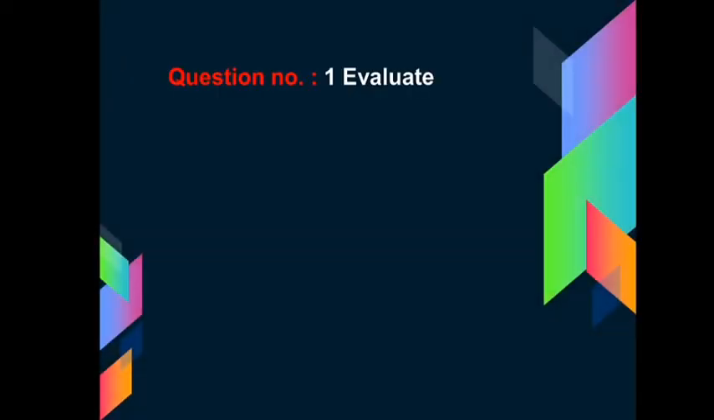Question number 1, evaluate. The question is given: 3 raised to the power minus 2. We have to evaluate it, which means we have to find the answer for 3 raised to the power minus 2. So the solution: 3 raised to the power minus 2 equals 1 upon 3 raised to the power 2. It can be written this way as we have the law for it, that is a raised to the power minus m equals 1 upon a raised to the power m.